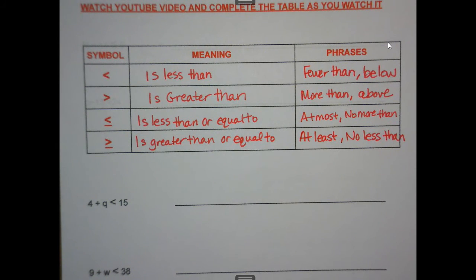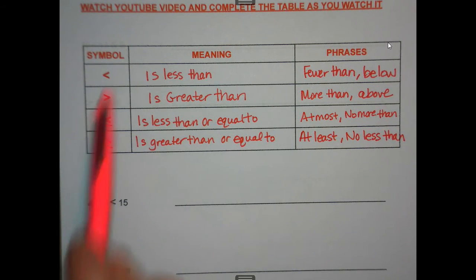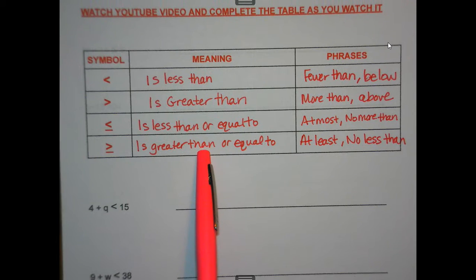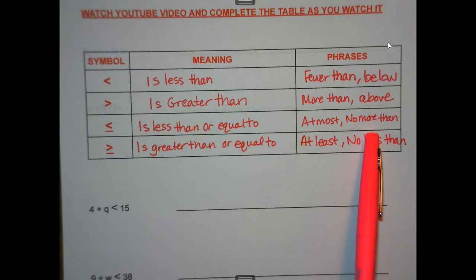Hello. Let's take a look at our assignment from yesterday and find out how accurate and precise you were. The first thing that I wanted you to do when you got to your independent work was to watch a YouTube video and complete the table. Now I've gone ahead and completed this table for you, and the table really does help us to make some connections between these symbols, what they mean, and clues that we might see in our problems.